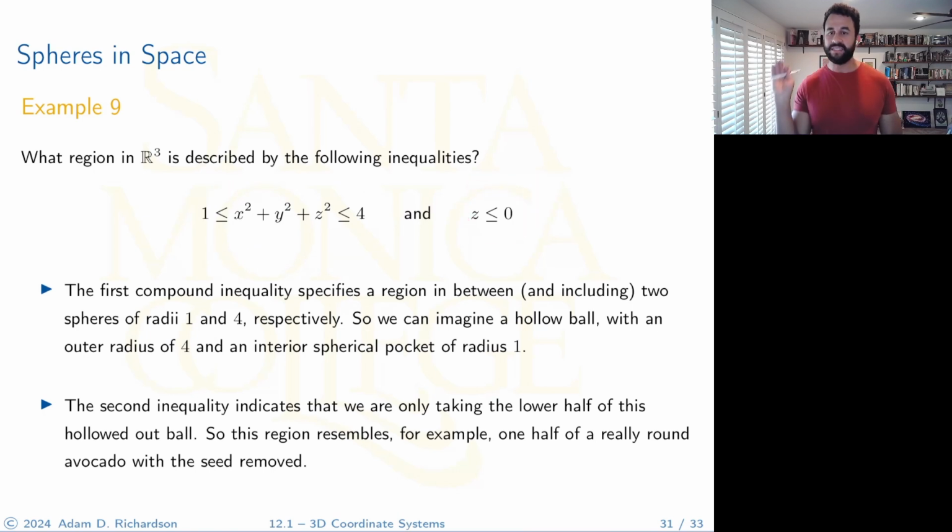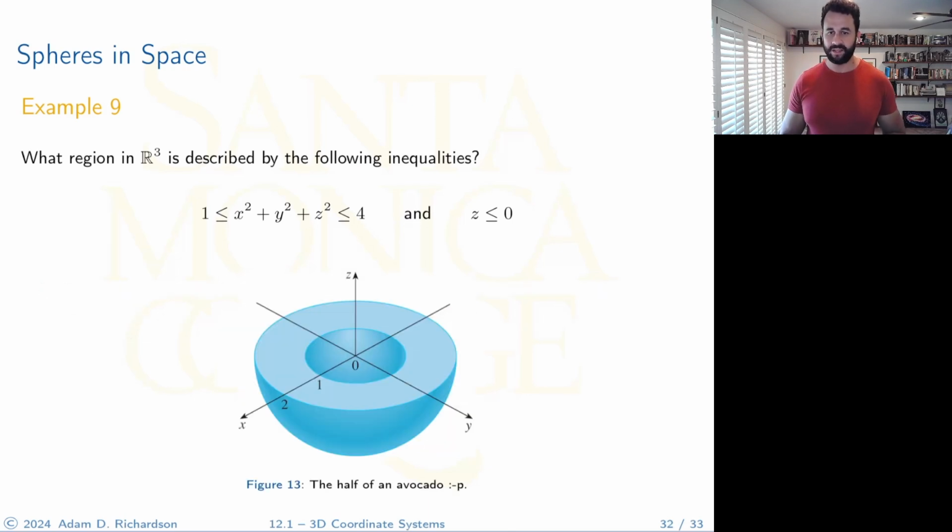This inequality adds an additional restriction. So not only are we talking about a ball that's got a hole in the middle of it, we're also going to chop it in half. We're going to take that ball and only take the lower part of it. So this region looks a little bit like half of a really, really round avocado with the seed removed. If you've ever cut an avocado and removed the seed, this is kind of what it looks like. And that's a nice diagram of it right there for you.